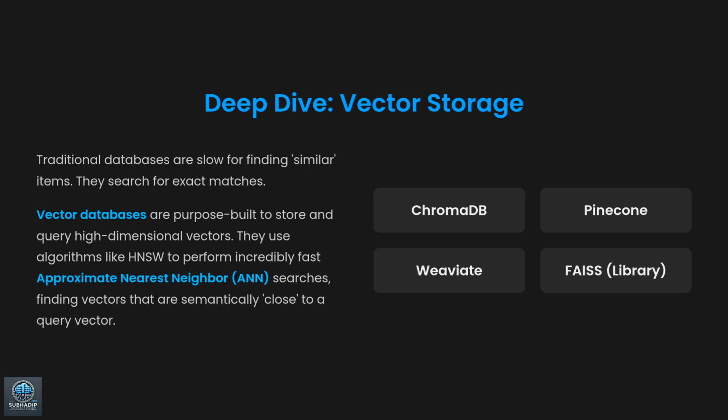Now that we have these vectors, where do we store them? A normal SQL database is not efficient for this. We need a vector database. These databases are designed to perform lightning-fast similarity searches. When a user asks a question, we embed the question into a vector, and the database finds the stored text chunks with the most similar vectors. Popular options include ChromaDB, Pinecone, and Weaviate.